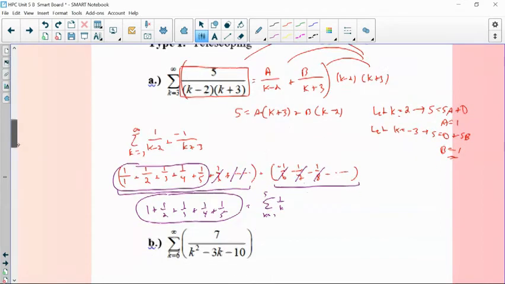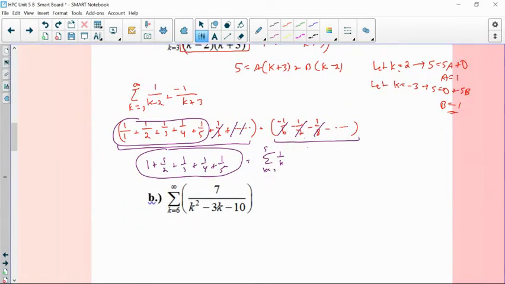Okay, the next one is very similar. Now, again, it's not factored for us, but I do recognize that this is quadratic with a constant on the top. So that should be my indicator. This factors into k minus 5, k plus 2. So a over k minus 5, and this would be b over k plus 2. So let's think about it first by looking at its partial fractions.